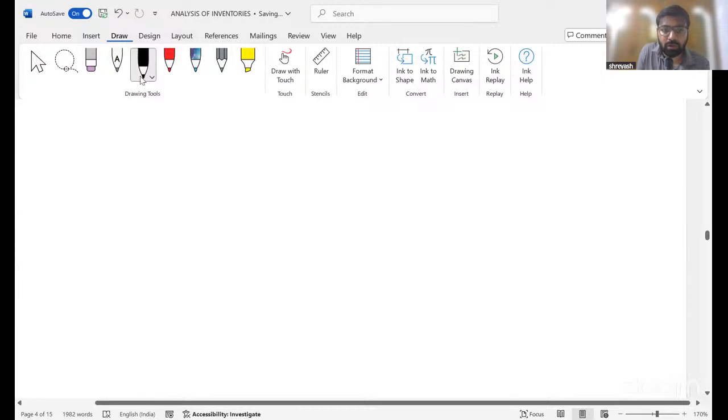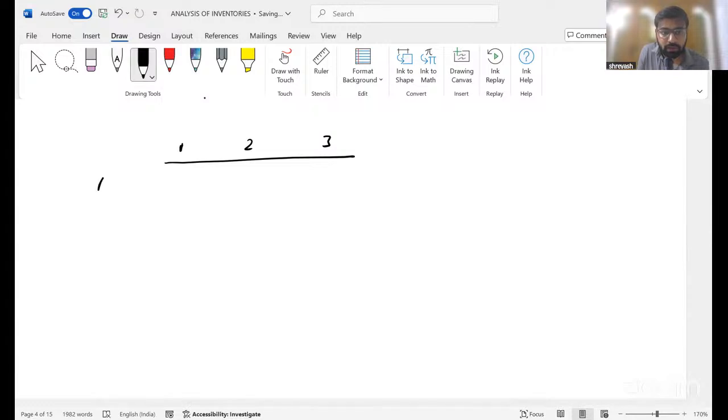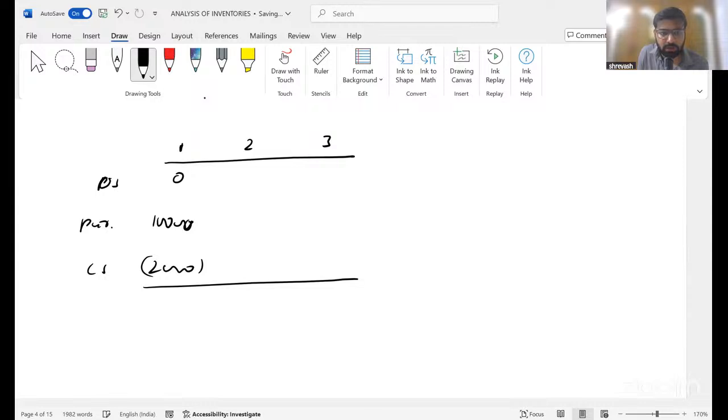Okay, I talk about year 1, year 2, year 3. In year 1, opening stock, I have started my business, so opening stock is going to be zero. The purchases that I made are 10,000 units. The closing stock that I have is 2,000 units. What is the quantity that I must have sold? Obviously 8,000. This closing stock will become the opening stock of next year. How much have I purchased? 12,000. What is the closing stock now? The closing stock is 4,000. That means how much have I sold? 10,000. Whatever is the closing stock of this year will become the opening stock of next year.